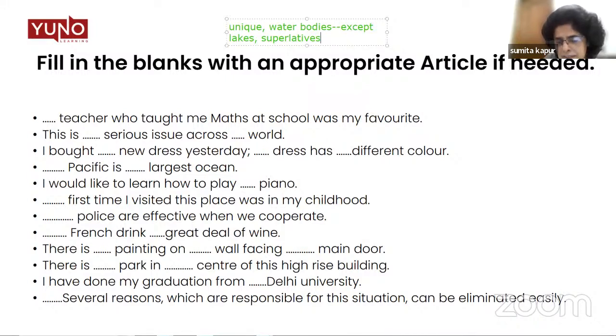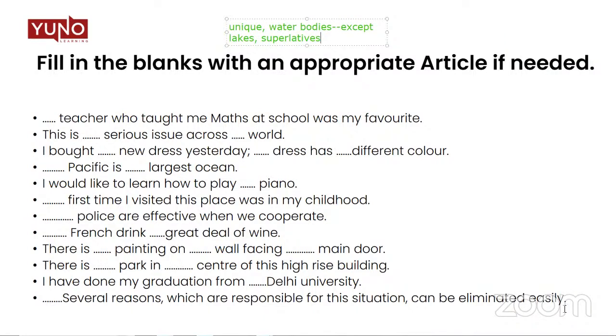I am best, or I am the best. I am the best. Yes, he sang one song, and that song is called I am the best. It is not I am best. Why? Because the best is a superlative, and superlatives always get prefixed with "the". Right? So that is the reason. We say the Pacific because it's a water body except lake, and the largest ocean, because superlatives always get prefixed with "the". Guys, please write these things down.